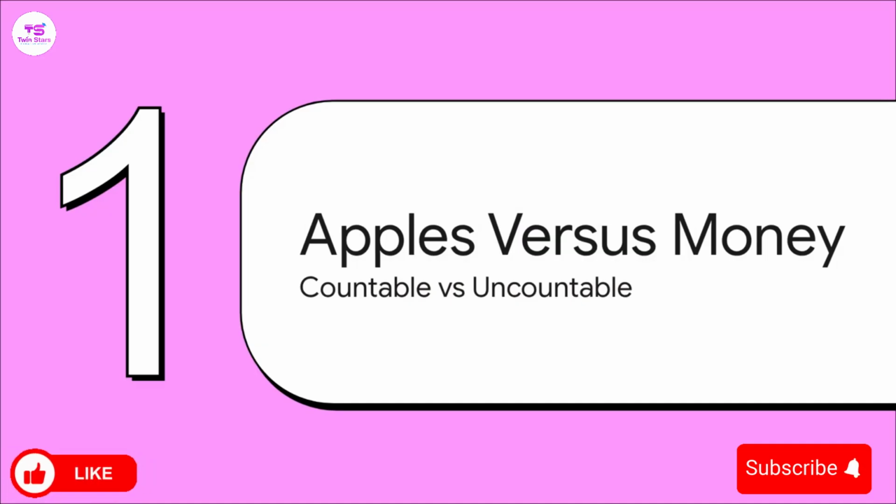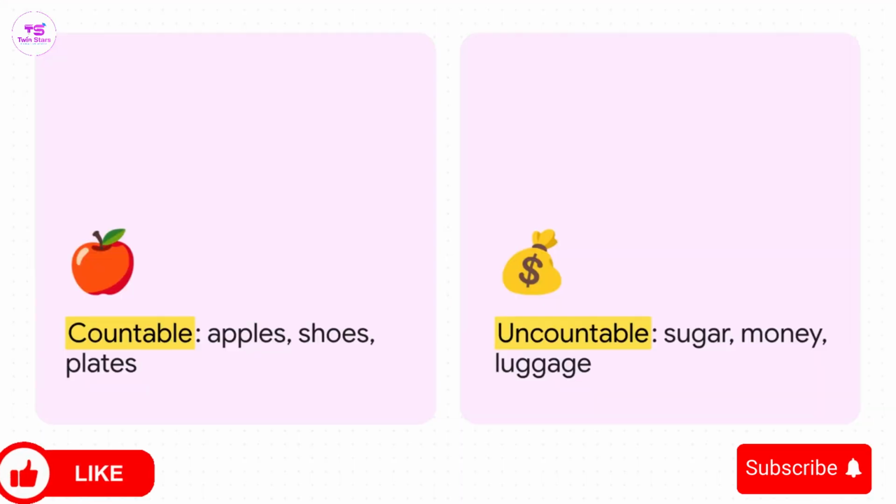Section 1, apples versus money. This setup perfectly illustrates the binary nature of English nouns. On one hand, we have things like apples, shoes, and plates. You can physically hold an individual shoe, right? You can point to a single plate. But then, think about the other side. Sugar, money, luggage. You can't really separate out the concept of luggage into one specific thing. It's more of an overarching category for all your bags and suitcases. And you don't hold one singular money, do you? You hold a coin or a bill. These represent masses, concepts, or whole categories.